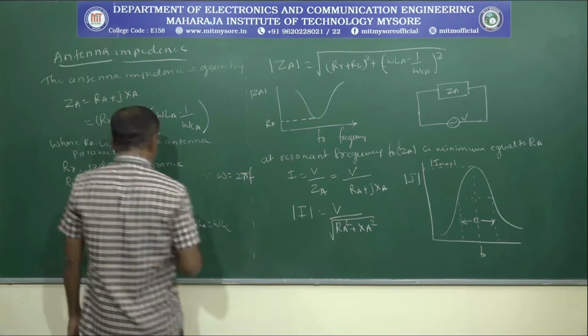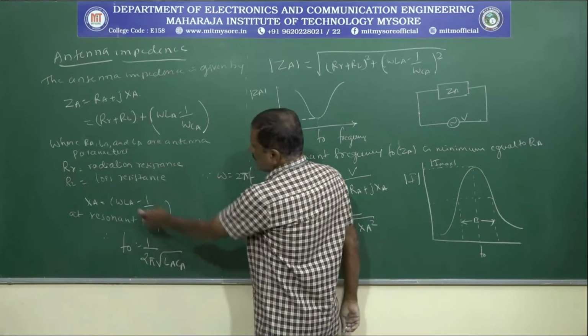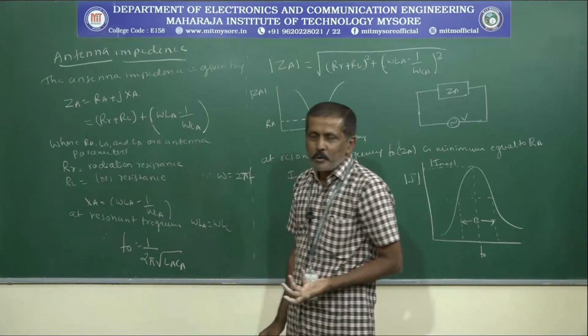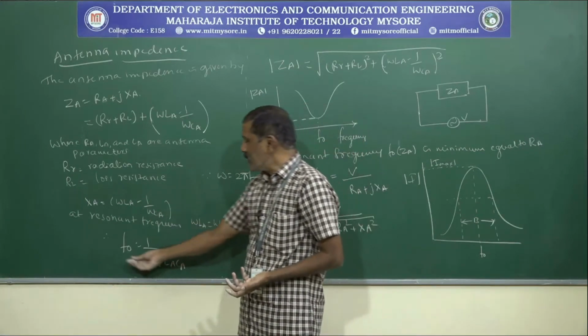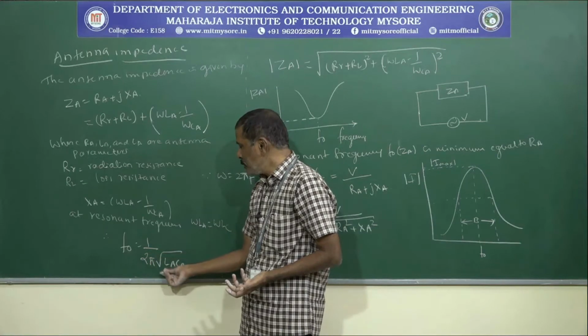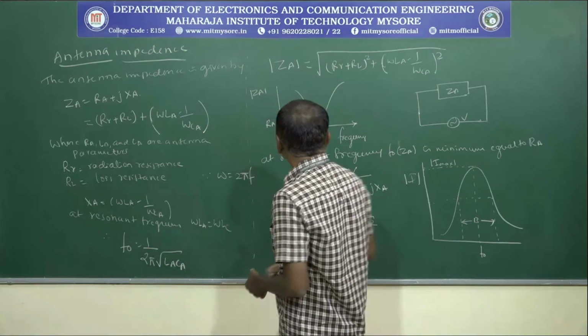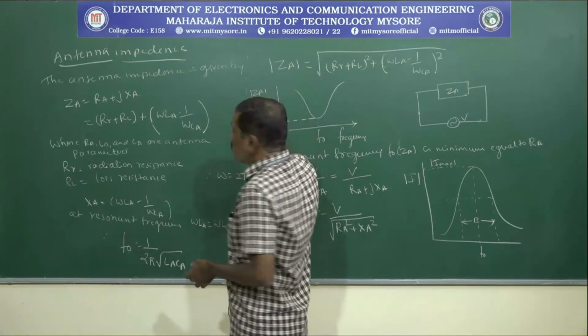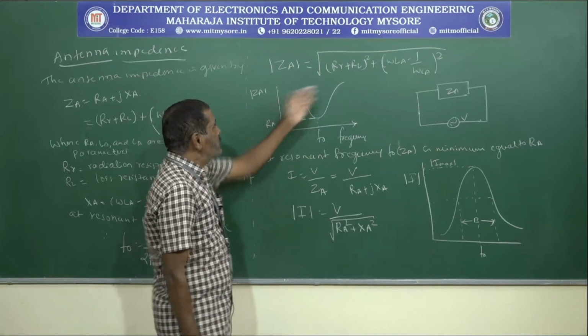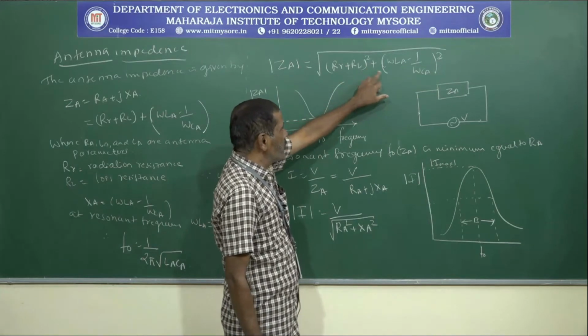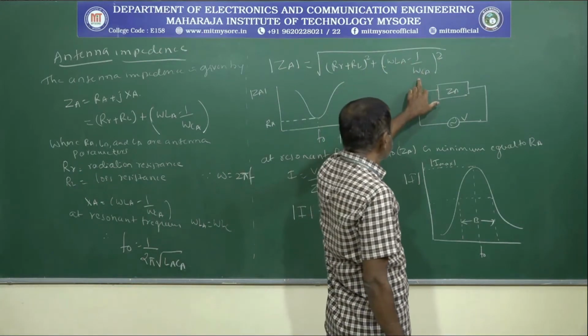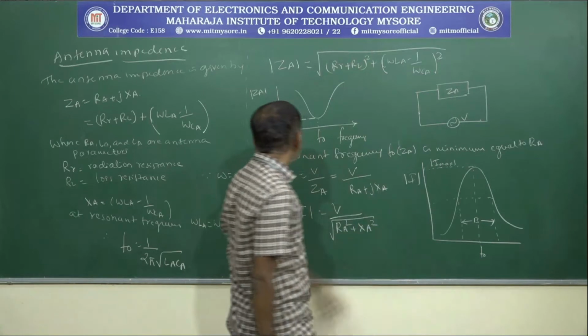If you substitute omega equal to 2 pi F in this equation and simplify it, you will get F0 equal to 1 by 2 pi root of LA into CA, and this is the resonant frequency. Now the absolute value of this impedance is given by the square root of (RA plus RL) whole square plus (omega LA minus 1 by omega CA) whole square.